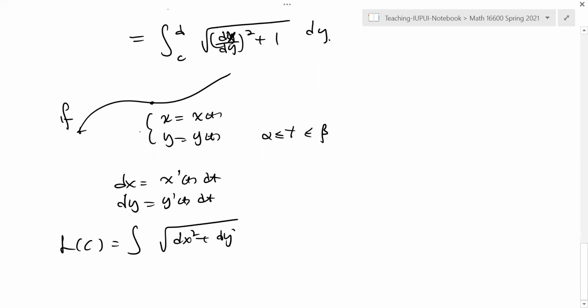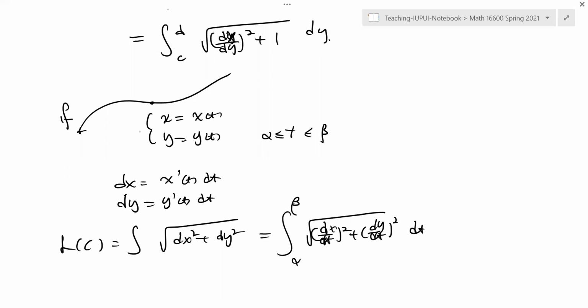So when you put that into the formula, the length can be the square root of dx squared plus dy squared. Still, this is very general. Then what you're going to do is divide by dt, and you put a dt here. So this is from alpha to beta. So there's another formula for you to use to compute the length. This is another way to derive the formula for the length of the curve.